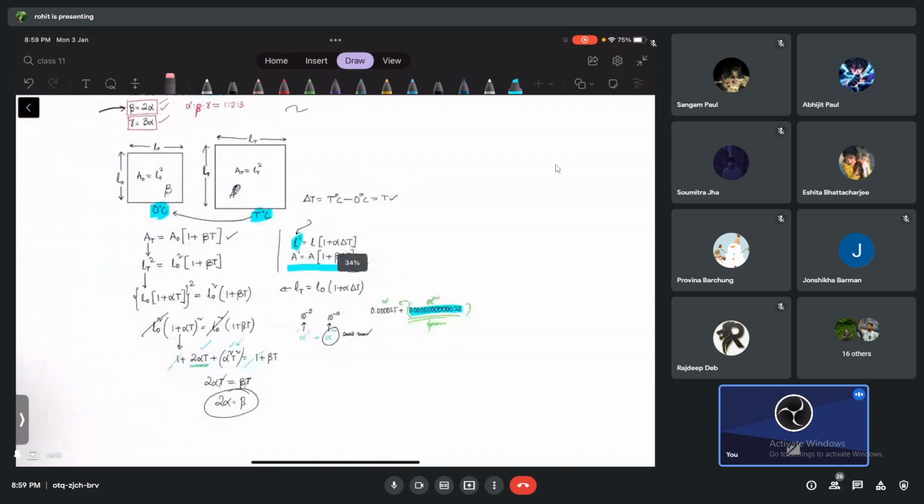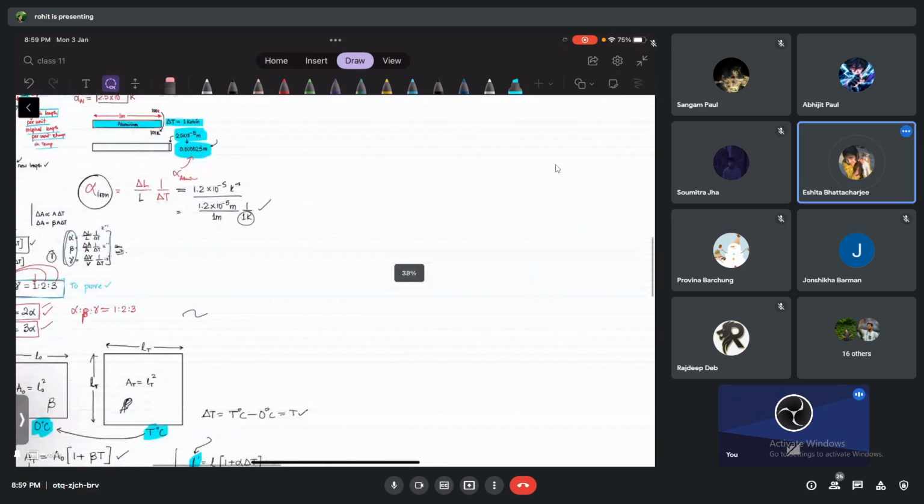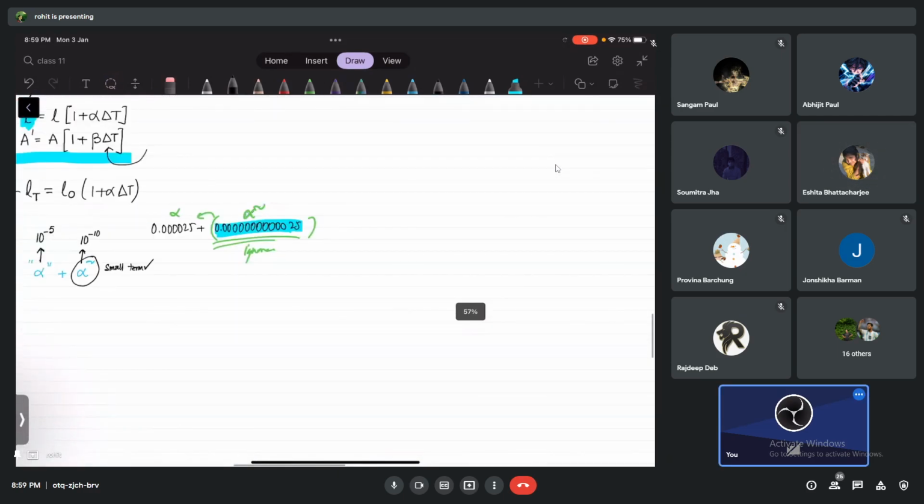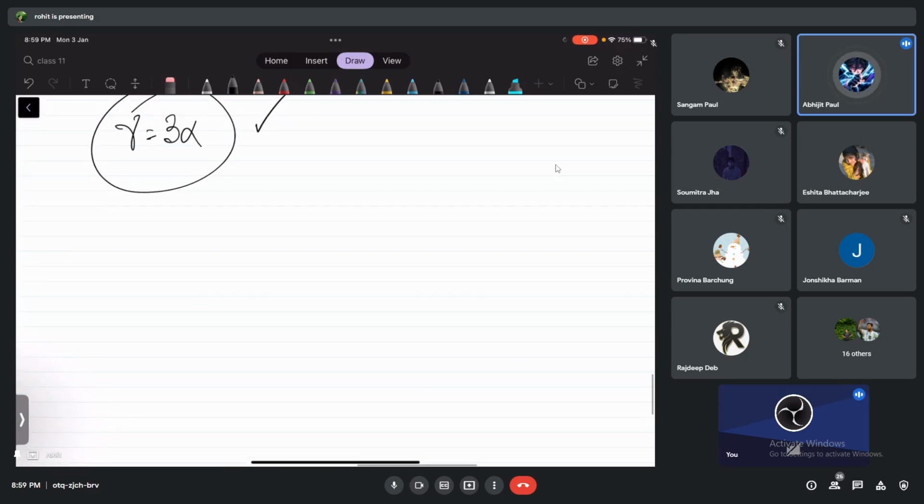Okay, so now let's do the same thing. But this time which one, guys? We'll go for the last one. What we have to prove now is gamma equals 3 times alpha. So how to do it? Not difficult at all. For this case, don't forget, gamma has to do with volume, right?